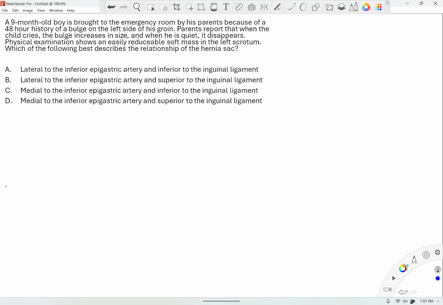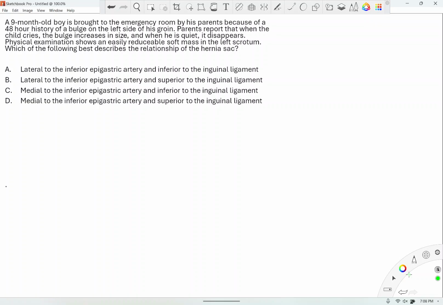Okay, so this section is the male reproductive section. Let's do this question. A 9-month-old boy is brought to the emergency room by his parents because of a 48-hour history of a bulge on the left side of his groin. Parents report that when the child cries, the bulge increases in size, and when he is quiet, it disappears. Physical examination shows an easily reducible soft mass in the left scrotum. Which of the following best describes the relationship of the hernial sac?